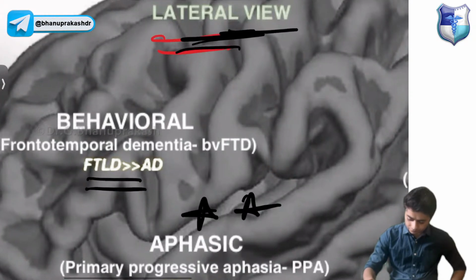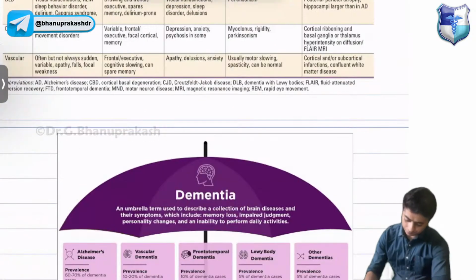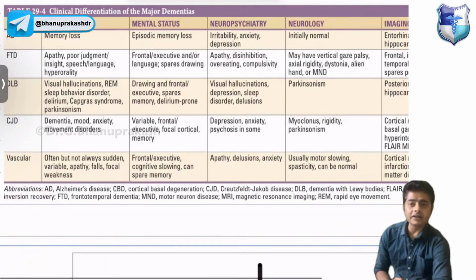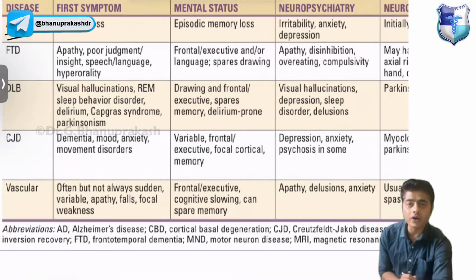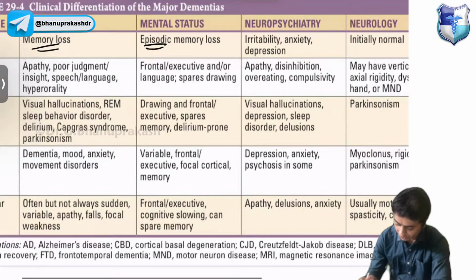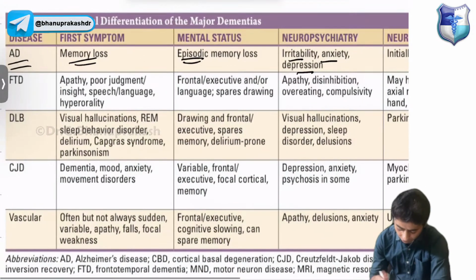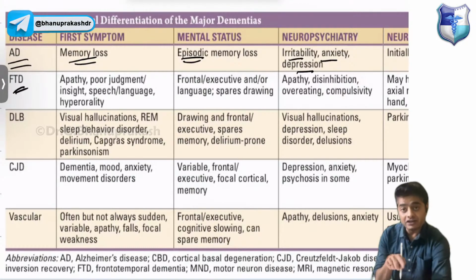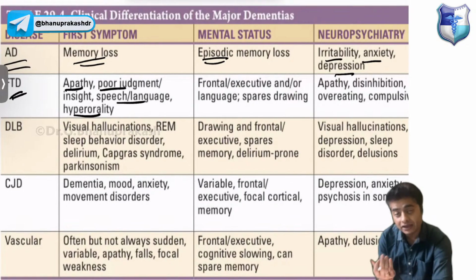Okay, see this table, given in Harrison. We'll start with Alzheimer disease. The first symptom is memory loss because the hippocampus is affected. Mainly episodic memory loss is there. Later on, you can get irritability, anxiety, depression. Next comes frontotemporal lobe dementia. It first affects your frontal lobe, so there will be apathy, poor judgment, speech language issues, hyperorality. The patient will be fighting.